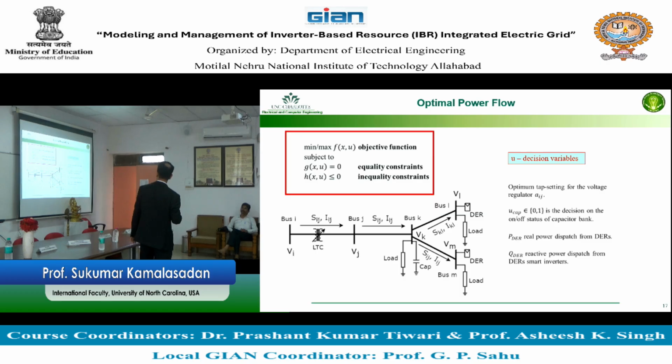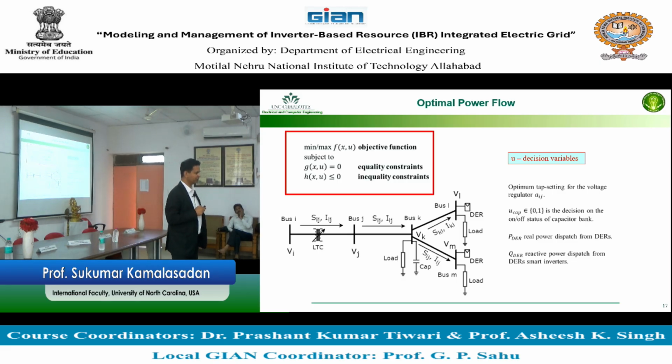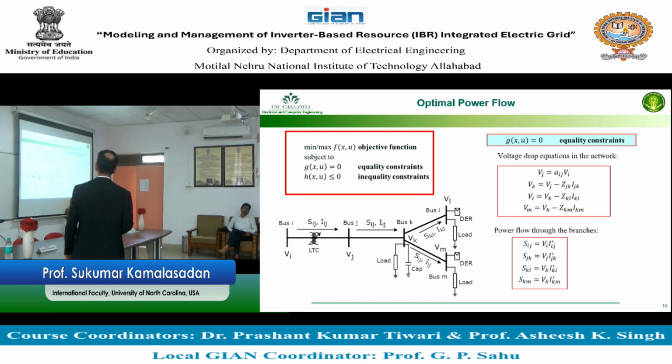Reactive power dispatch of the DER, and then you can also see A_ij. What is A_ij? What is A? Tap ratio. Okay, we talked about it. What does the tap ratio do? It changes the taps. When it changes the taps, what happens to the output voltage? It changes also. Good. All right.